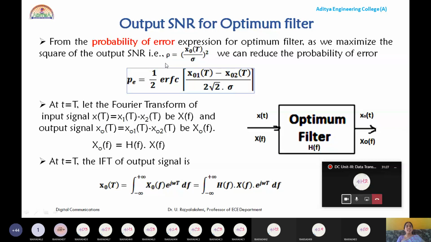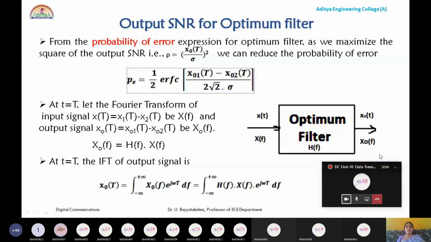That's why we are defining it with a new variable, rho. What is rho here? Rho is the square of the output SNR, since you are maximizing the square of output SNR. So in terms of mathematical expression, we define rho as x naught of t by sigma whole square, where x naught of t is the output signal and sigma is the standard deviation, and sigma square will be our variance. Then we can reduce the probability of error to a maximum extent.